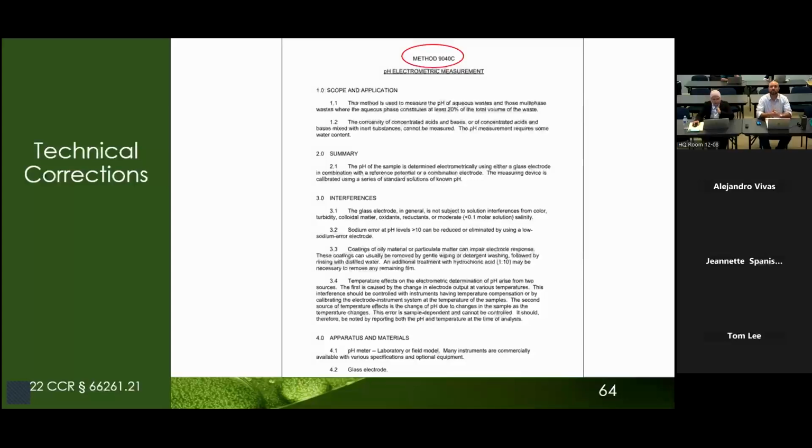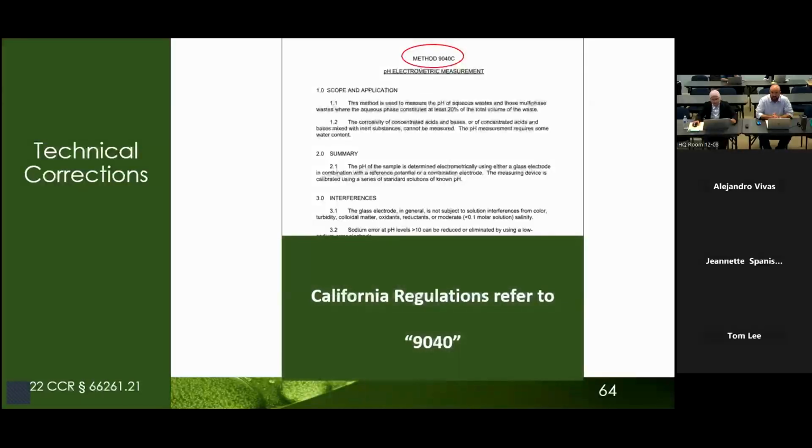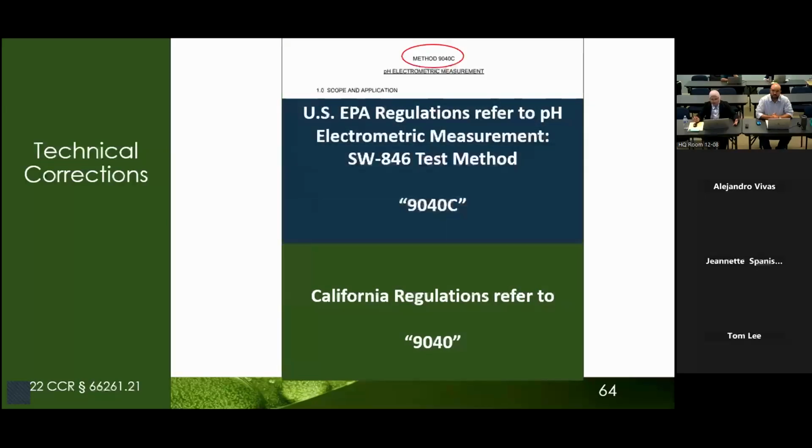Both California and federal regulations reference this pH measurement method to determine corrosivity levels based on high and low pH values. However, there is a technical error in the current California regulations where the test method is referenced simply as 9040 without the suffix letter C. The accurate reference should be 9040C, not 9040. This was once an error in federal standards as well, but the US EPA corrected it back in 2005.